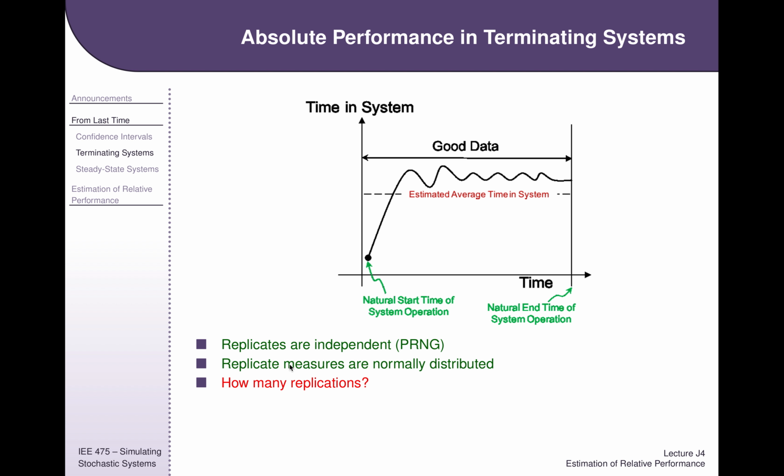So I need to make sure that my replicates are independent. I need to make sure that replicate measures that come out of these measurements are normally distributed, at least if I want to apply most of the basic t-test like statistics, those tools. And so the only thing really left there is how many replications.